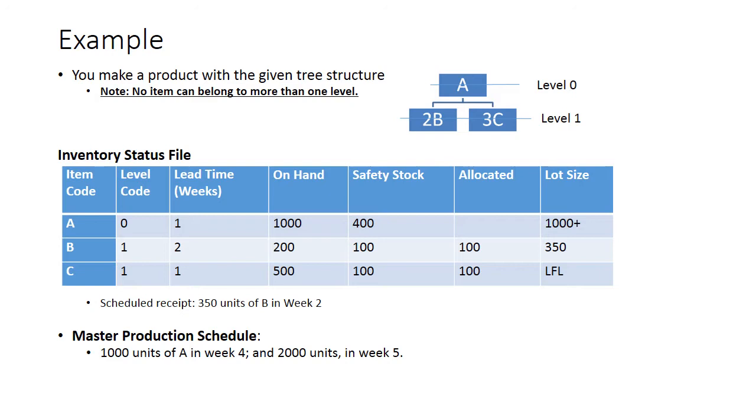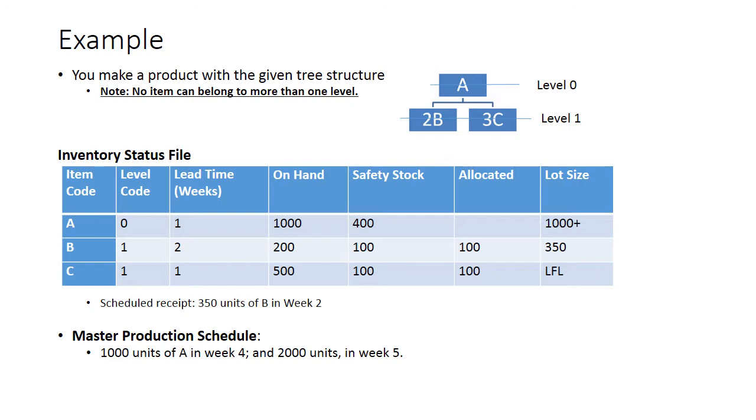Alright, let's look at the inventory status file. I'm giving you only a part of the file which is relevant for the example on hand. Item A, you will notice, if you move across, is level code 0. Lead time is given to you as 1 week. That means if you want to have a certain item made, you must tell the shop floor 1 week in advance to assemble. Right now you have 1000 of A sitting with you, out of which 400 is safety stock.